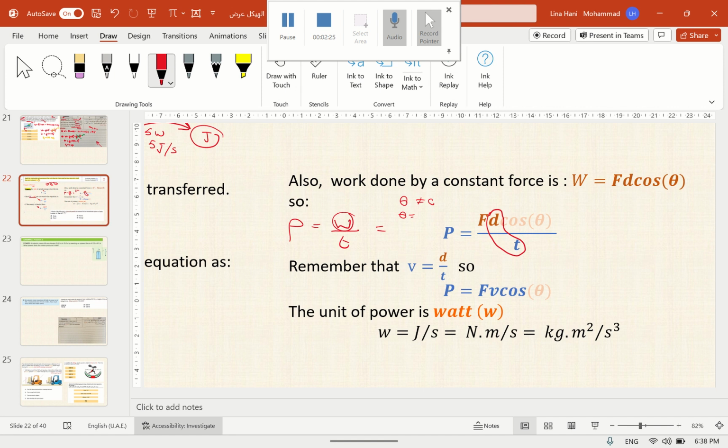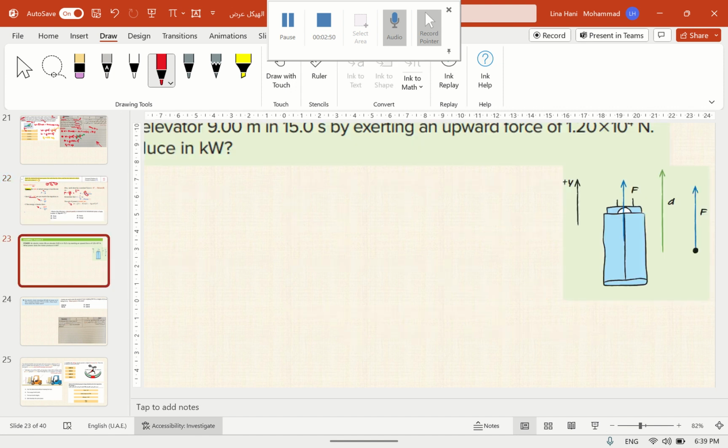The unit of power is watt, where 1 watt of power is equal to 1 joule per second, or 1 Newton meter per second. Remember, because joule is Newton meter. And remember that Newton is kilogram meters per second squared, so that becomes another unit, which is kilogram meter squared over second cubed. You need to memorize the equivalent of a watt using this info right here.